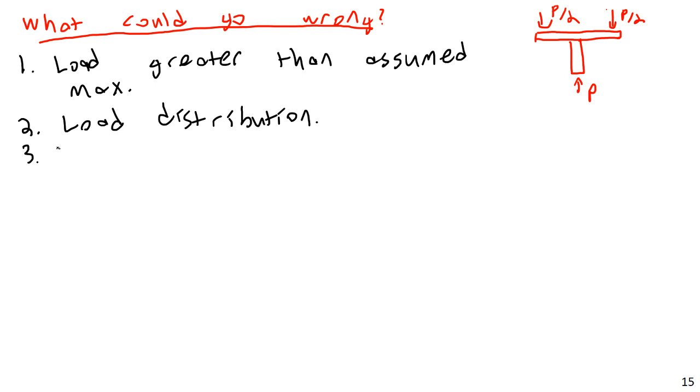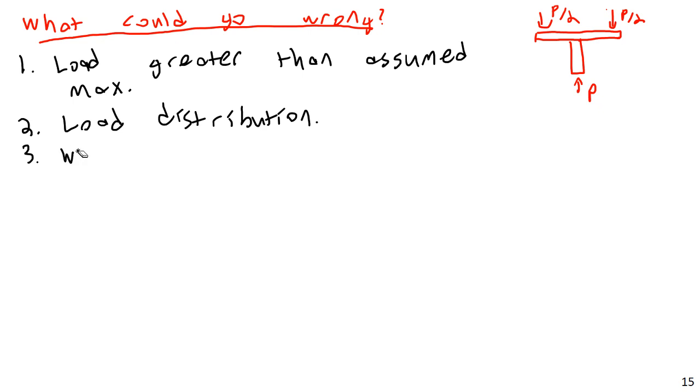Third, what else? In terms of load distribution, another possibility: what if I have a longer truck or a longer car? A manufacturer produces a longer vehicle, and then the bending moment arm is larger, etc. What else? What about material?